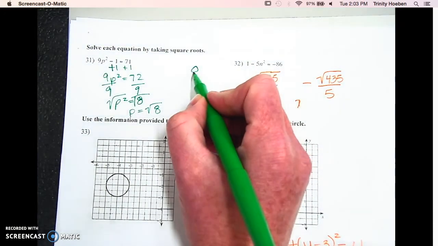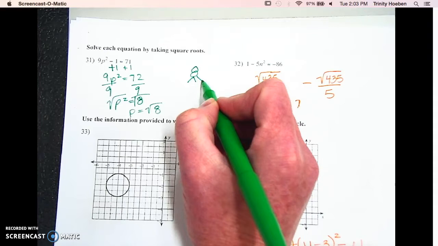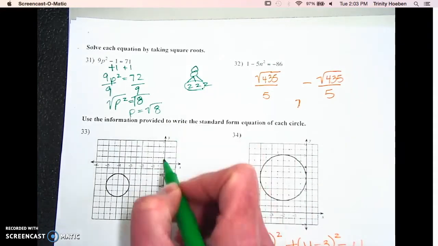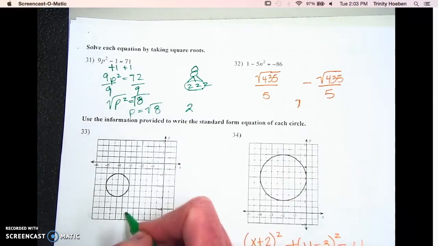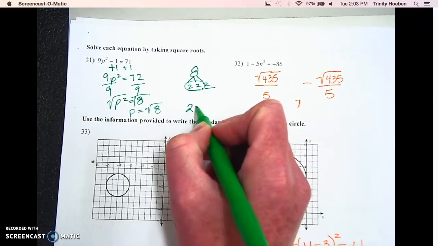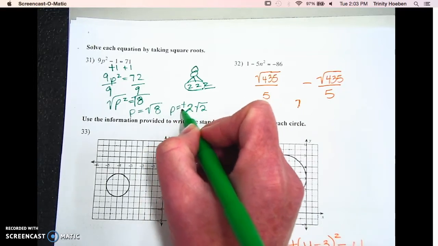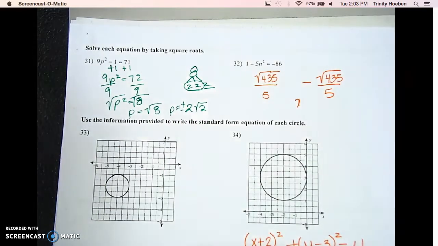So you need to get the prime factorization of 8, which is 2 times 2 times 2. So a pair of 2's, one of them comes out in front of the radical, and one left over stays inside the radical. So you just say p is equal to plus or minus 2 square roots of 2.